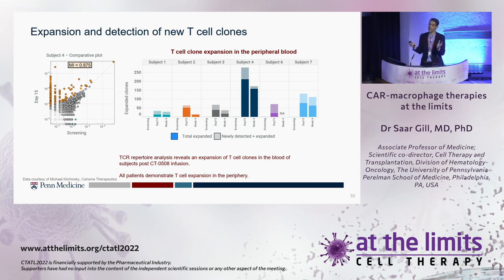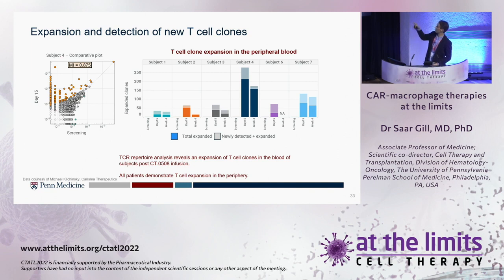So something is happening. It could be a response to nothing. It could be that just 2 weeks later, it just changed. It could be something else that happened to the patient. It could be the macrophage infusion. It could be the fact that the macrophages were previously infected with an adenovirus, although we can talk about that later. And then T cell clone expansion in the peripheral blood in these 6 patients is shown.